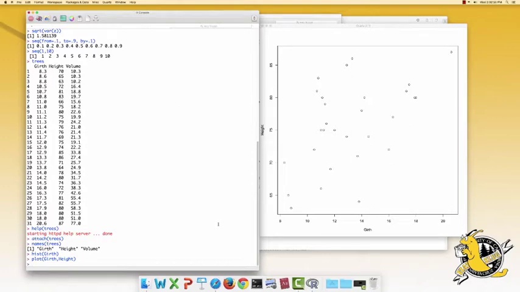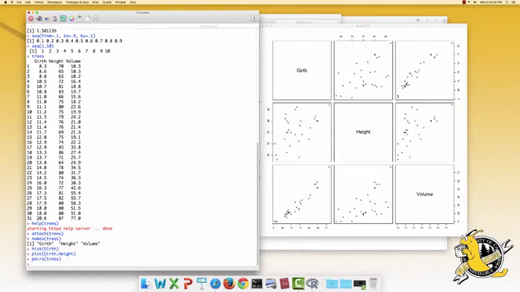There's a function in R called pairs, which allows us to make all possible pairwise scatter plots for the data set. So if we say pairs of trees, we have each of the 3 variables plotted against each of the other ones. So for example, in this box here, we have girth on the x-axis and height on the y-axis. And this is exactly the plot that we just had previously.